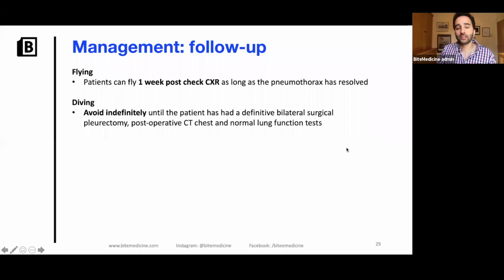Diving, so I think the last question was, you're never going to be able to dive. Technically, not quite correct. The advice is that you avoid it indefinitely, but people who dive for a profession, for example, often need to go diving. So they can still dive after they have had a definitive bilateral surgical pleurectomy, where the pleura has been removed from both sides, with a post-operative CT chest and normal lung function. So there are a lot of hoops to jump through before you can dive again, but you potentially can. Good. Hopefully all of that makes sense.